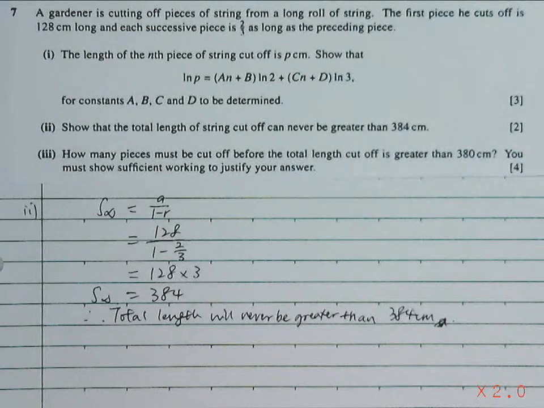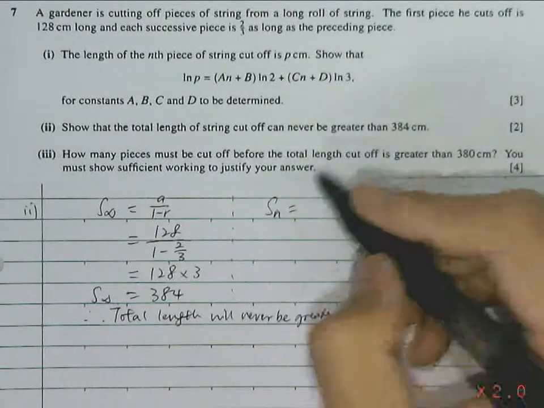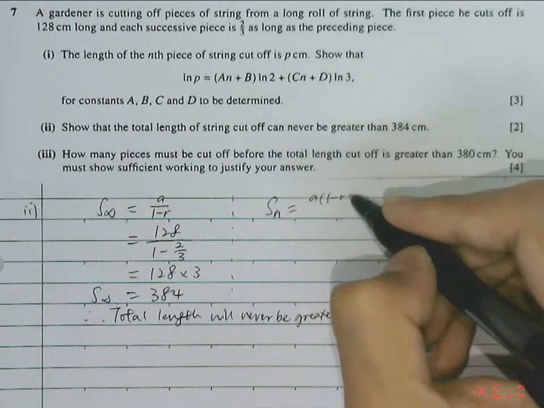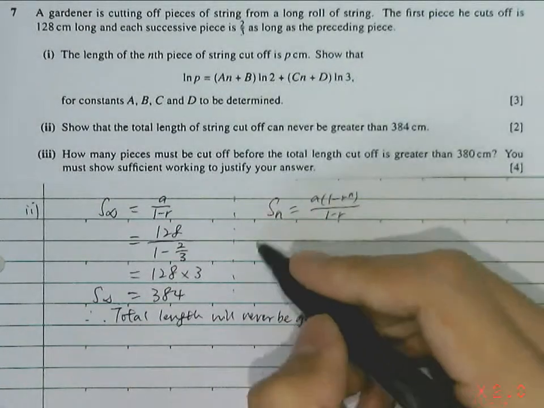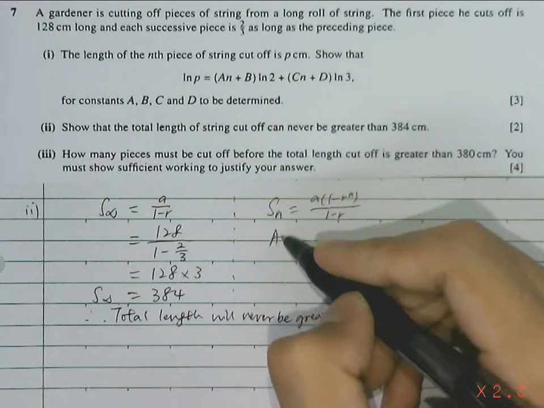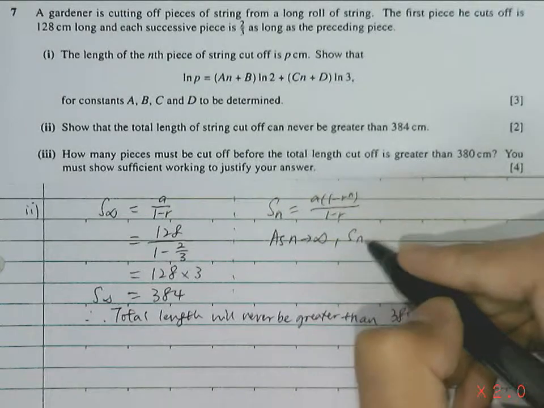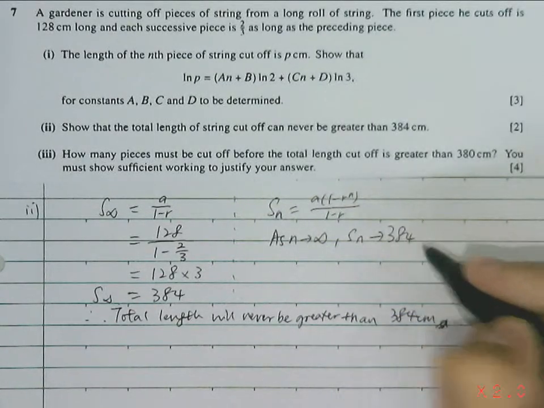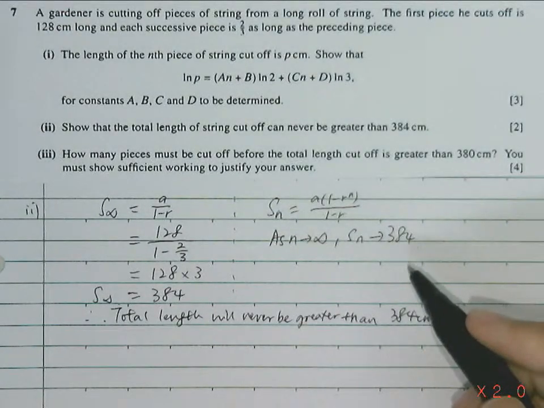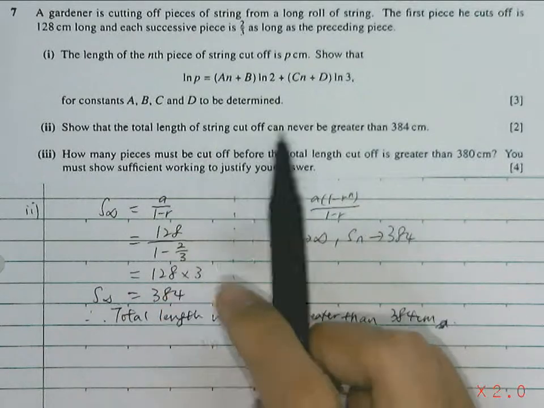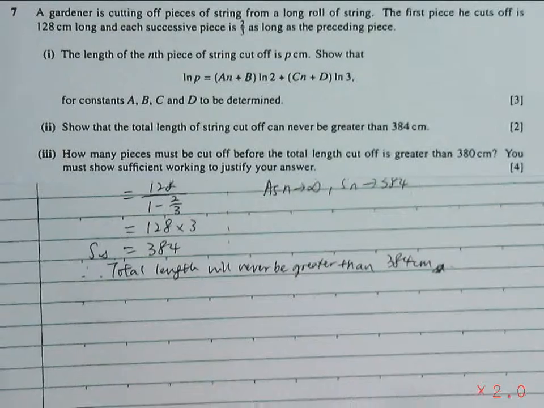sum to infinity. If we do not use this method, we can also use Sn, which equals a times 1 minus r to the power n, divided by 1 minus r. Then subsequently we can let n approach infinity, and see what Sn approaches, and we will find out that it also approaches 384. So this is another alternative method that we can use to show that the total length of string cut off can never be greater than 384 cm. Now moving on to part 3.